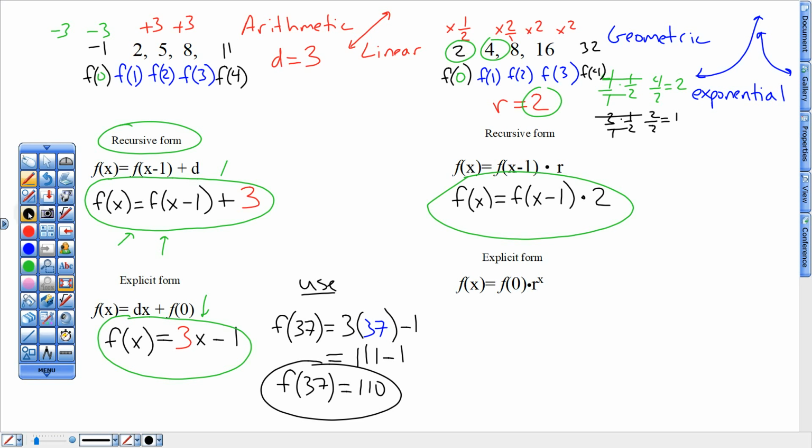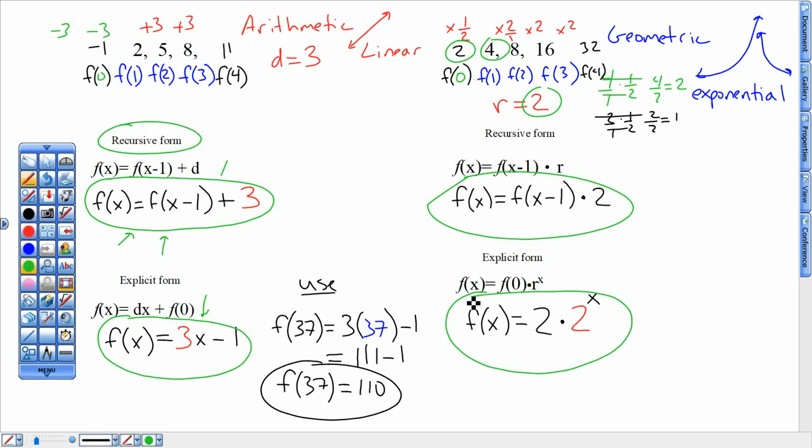Explicit, the one we're going to use though, is f of x. Put that 2 number right here. There's my 2. Plug that R number. For this, it's 2. That's not always the same. Sometimes it's usually different, but for this example, my R number matched my F0 number. There's my formula.